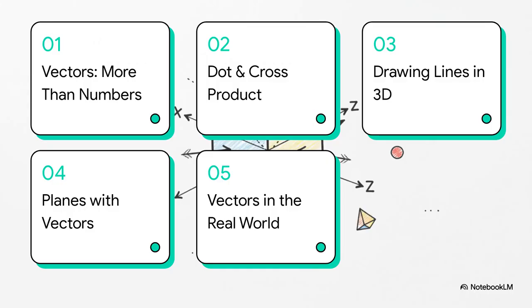So here's the game plan. We'll start with what a vector even is, then we're going to grab our two most important tools, the dot and the cross products. Once we've got those, we'll see how to literally draw lines and build entire planes in 3D space, and then we'll see how all this stuff pops up in the real world.